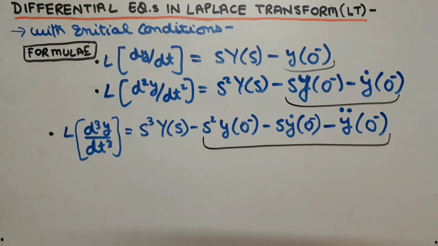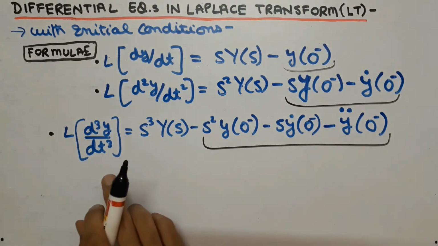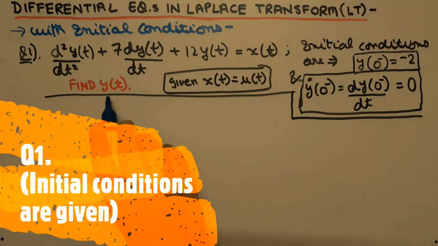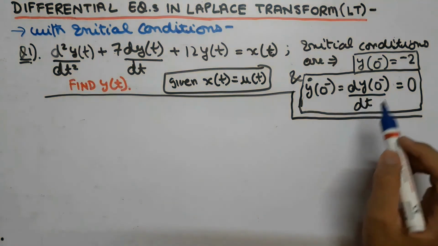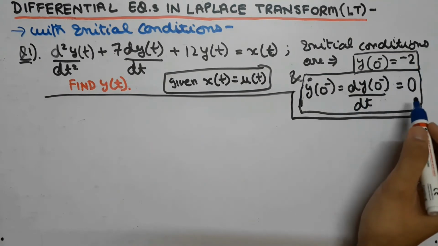And furthermore, these formulas are also applicable for x, that is for dx/dt, d²x/dt², d³x/dt³ also. So now we will be doing a question on it, which will help you understand how you have to apply these formulas. Now guys, in this question we have to find the value of y(t), and you can see that we are also given the initial conditions, that is y(0) is equal to -2 and y-dot(0) is equal to 0.